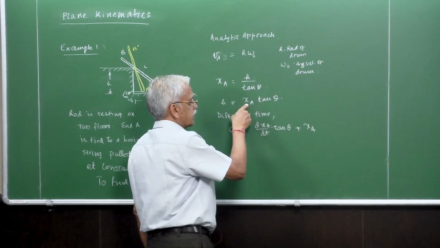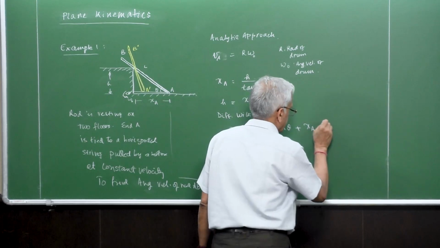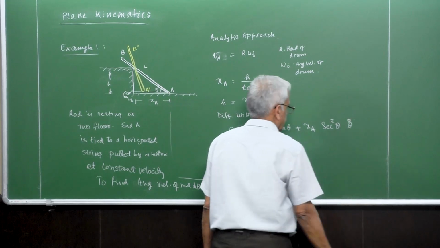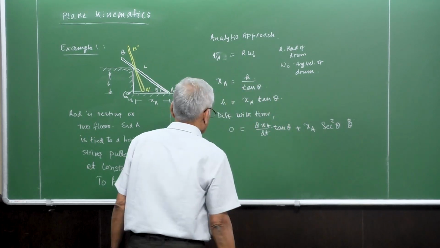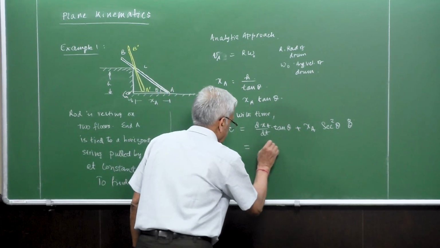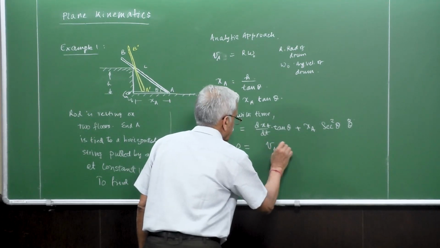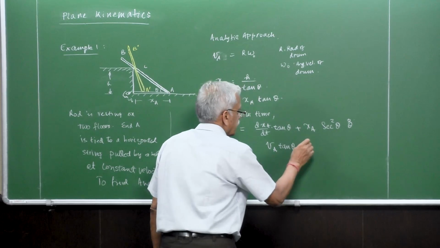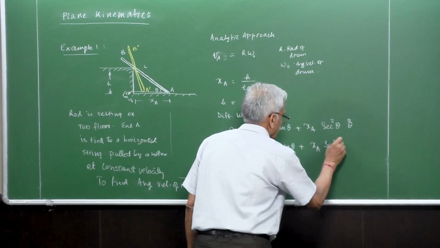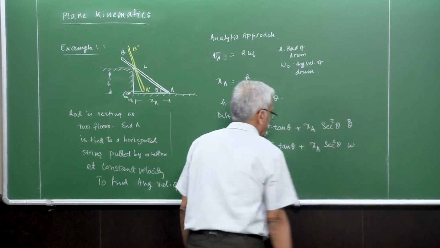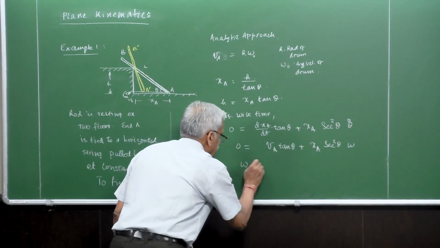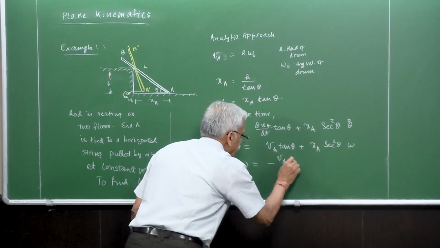So this we keep constant, and this we will differentiate. So it's secant square theta times theta dot. Okay, so this is the relationship. So this dxA by dt is nothing but VA, and this is tan theta, and this is xA. Theta dot is omega, and so this is how we can write it. So omega here, if you want to find out, is a very simple expression.